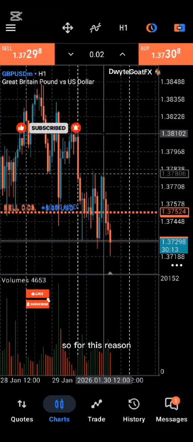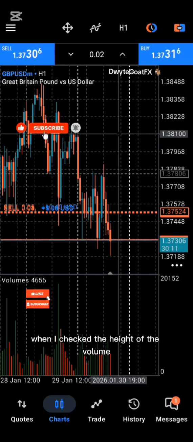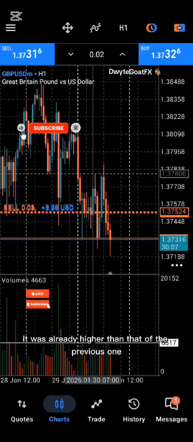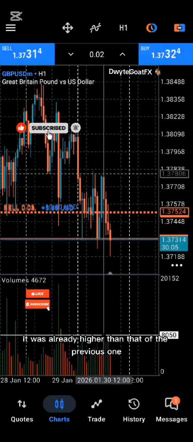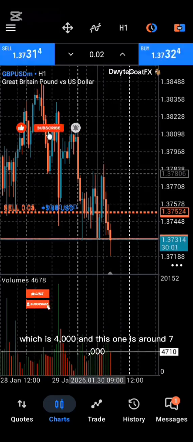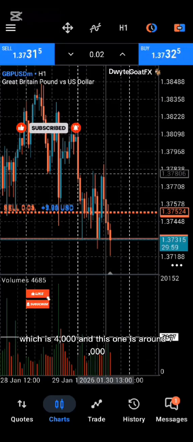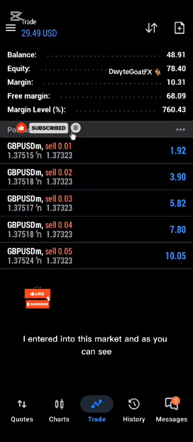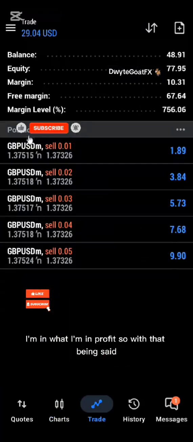So for this reason, when I checked the height of the volume, it was already higher than that of the previous one, which is 4,000, and this one is around 7,000. So with that big difference, I entered into this market, and as you can see, I'm in profit.